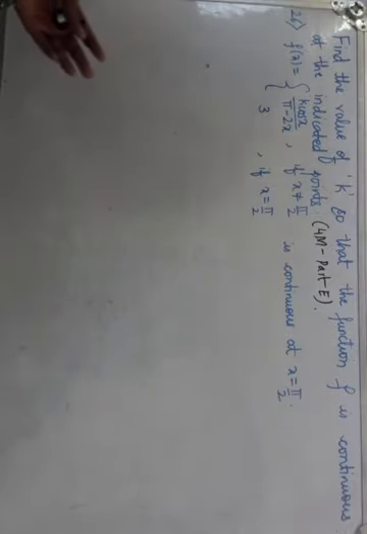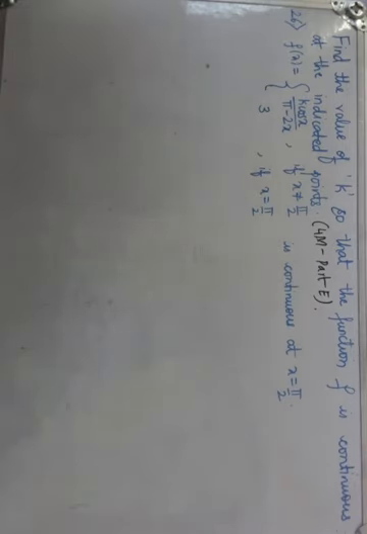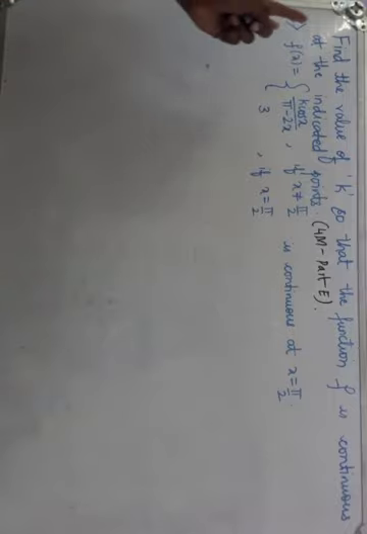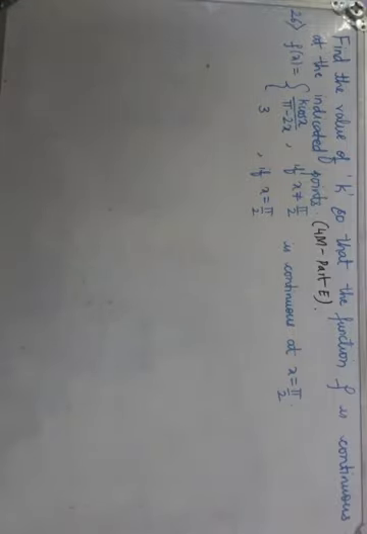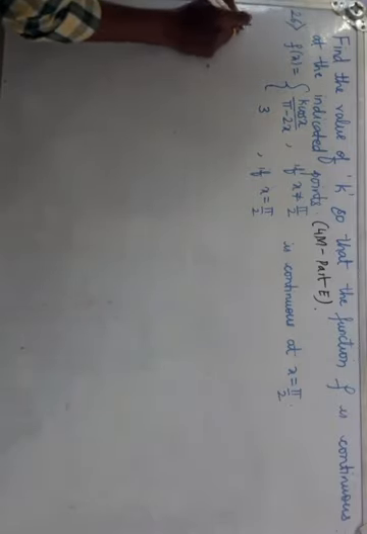Previously when I was solving the relation between a and b, finding the value of lambda, the same situation came up. We considered the function continuous, then we were finding the values of lambda, our relation between a and b. Similarly, we have to find the value of k so that the function is continuous at x is equal to pi by 2. Let us look at the solution.